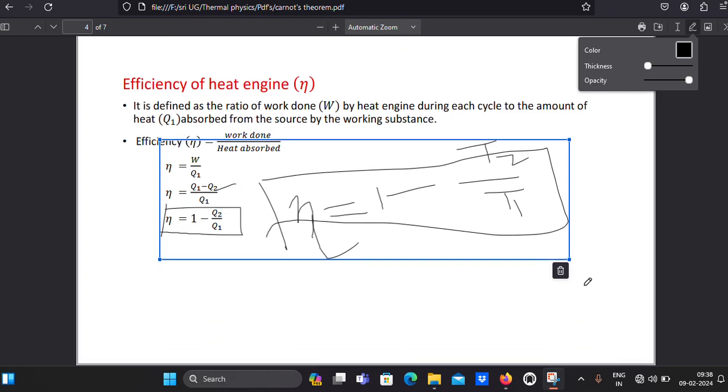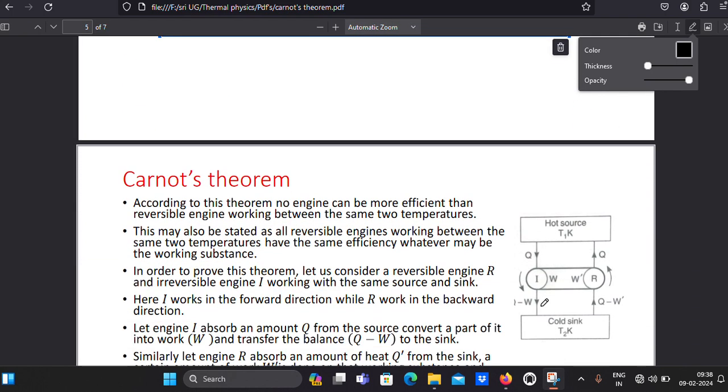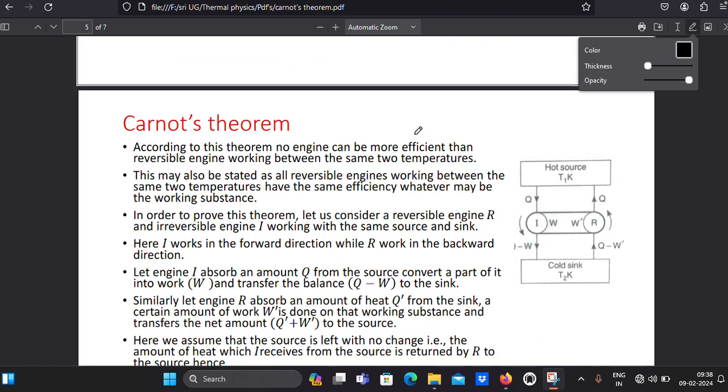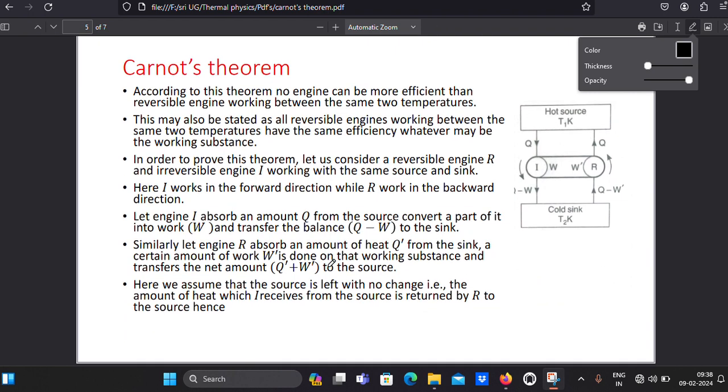Okay, next, Carnot's theorem. The above one is the Carnot engine. It is a theorem. According to this theorem, no engine can be more efficient than a reversible engine working between the same two temperatures. According to this theorem, there is no perfect engine in this universe which works more efficiently than the reversible engine. So the reversible engine is the most efficient engine in this world. That is the meaning of this one, working between the two temperatures.